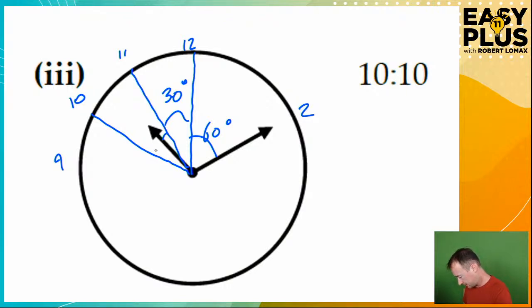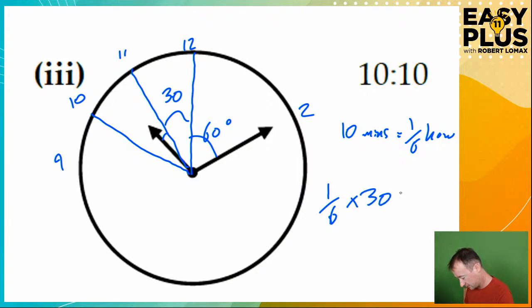Now, at 10 past 10, the hour hand has moved on 10 minutes, of course. 10 minutes, as we know already, because we referred to this before, is a sixth of an hour. And we know that in an hour, you go through, of course, 30 degrees. So the hour hand has moved on by a sixth of 30. Oh, look, we've done this before. A sixth of 30 is 5 degrees. So this is 5 degrees.